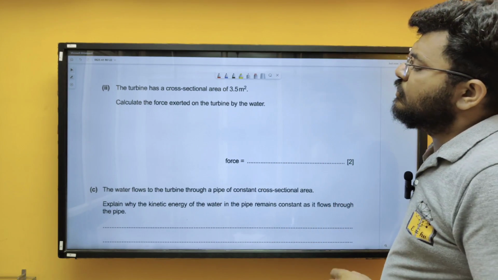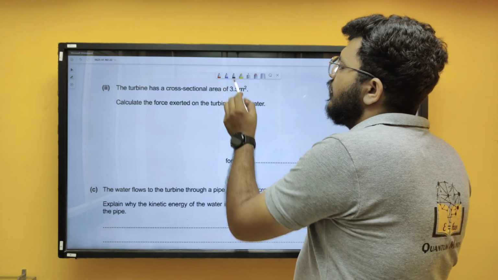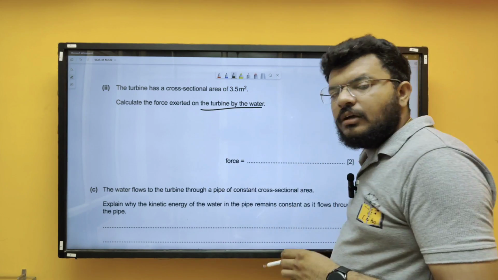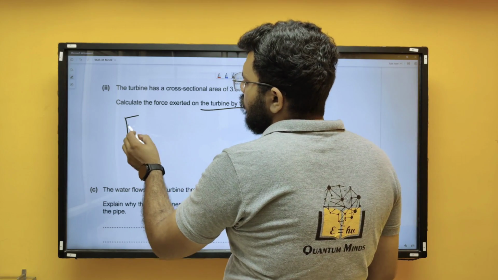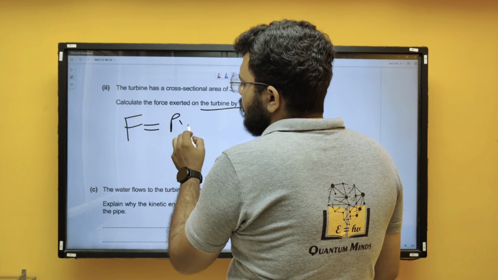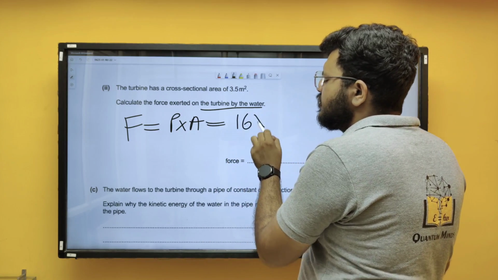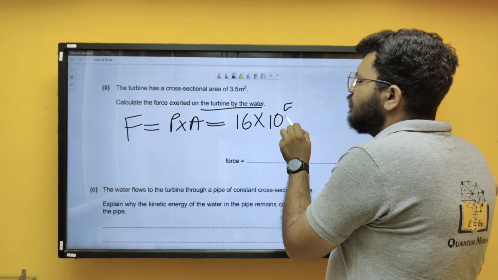Then we have the next question. The turbine has a cross-sectional area of 3.5 meters square. What is the force exerted on the turbine by the water? Now we know force is equal to pressure multiplied by area. We just found out that pressure is 16 times 10 to the power 5.